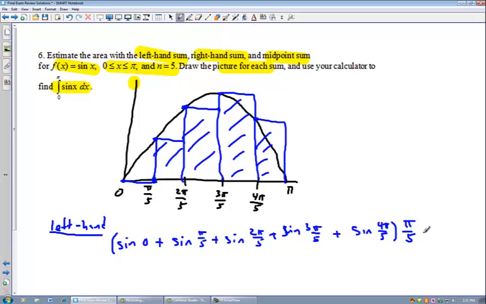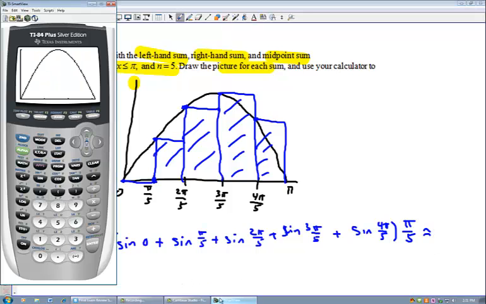So this is approximately, and we want to do this on our calculator, so take out your calculator and just plug it in. So sine of 0 plus sine of pi over 5 plus sine of 2 pi over 5 plus sine of 3 pi over 5 and then plus sine of 4 pi over 5.